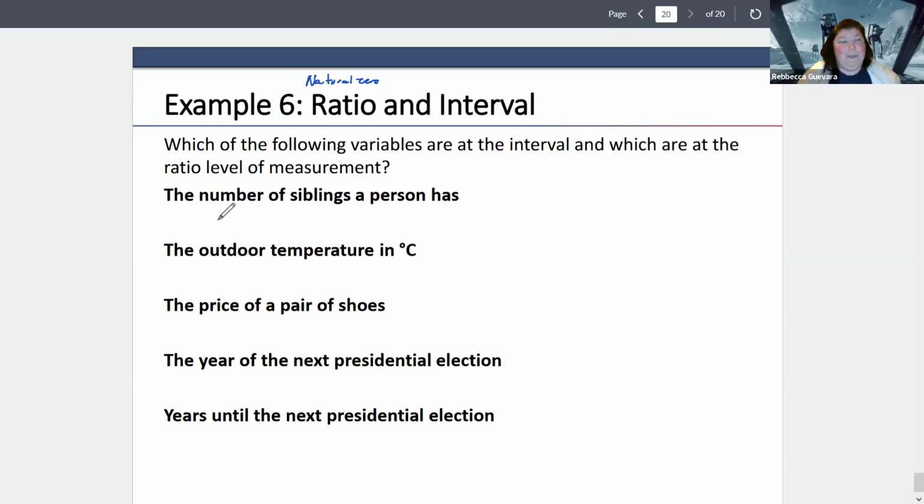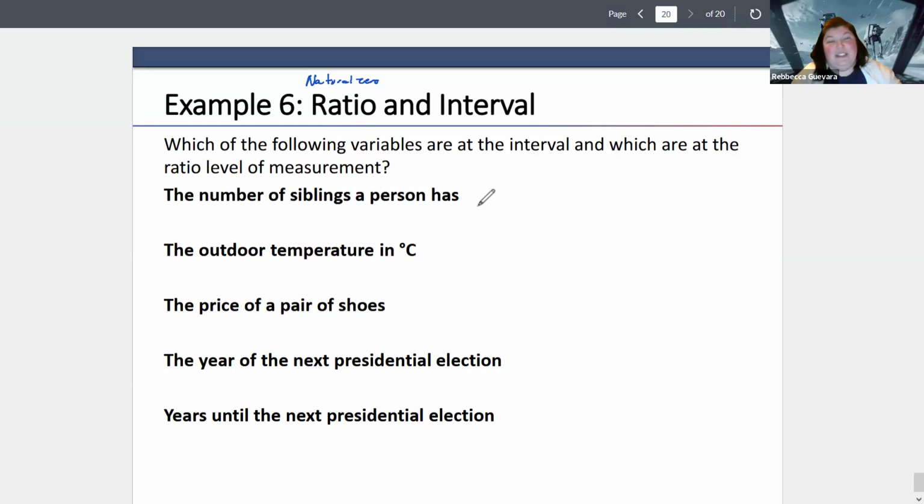mean 0? If you measure temperature in Celsius, is that a ratio or an interval measurement? Does 0 degrees Celsius mean that we no longer have temperature? The price of shoes. If shoes are $0, does that mean that we don't have a price? So it's like I said, I'm trying to think if that 0 makes sense to you.